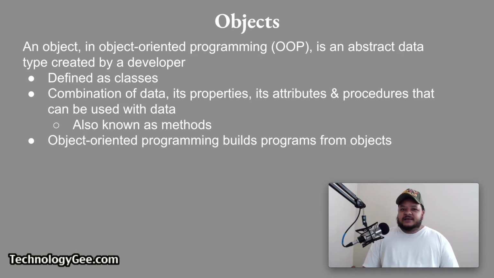Objects. An object in object-oriented programming is an abstract data type created by a developer. In most programming languages, objects are defined as classes. An object is a combination of data, its properties, its attributes, and procedures that can be used with the data, also known as methods. Object-oriented programming builds programs from objects.